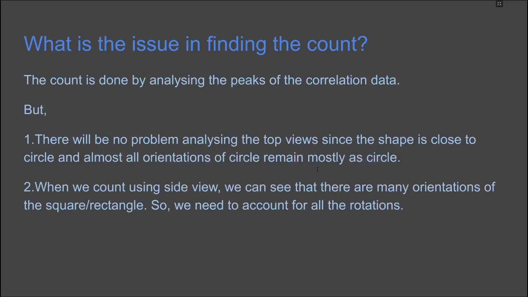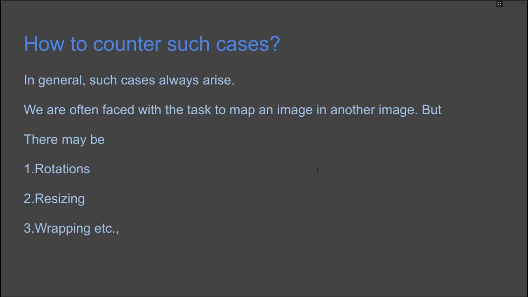There will be no problem analyzing the top view, since the shape of the top view of the particle is close to a circle, and almost all angular rotations of a circle mostly remain a circle. But when it comes to the side view, since it is in the shape of a rectangle, when we rotate the rectangle, the correlation data will also change. So we might not be able to find a side view which differs from the side view provided as reference. Such cases happen regularly in most real life data. So how do we counter such cases?